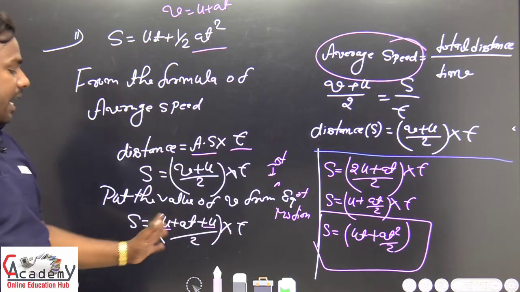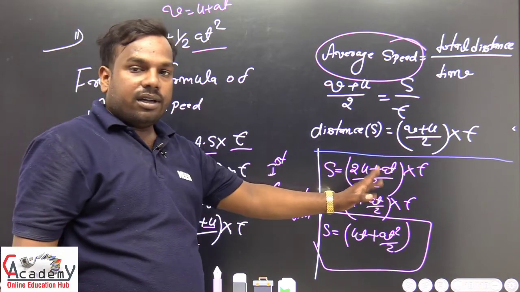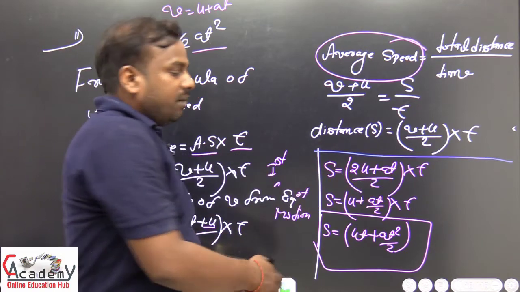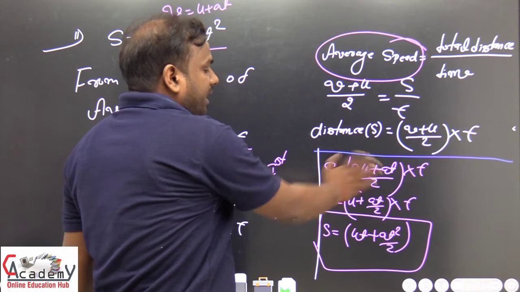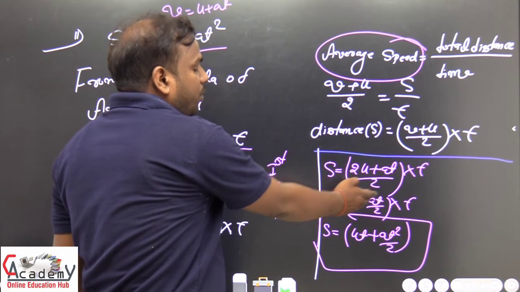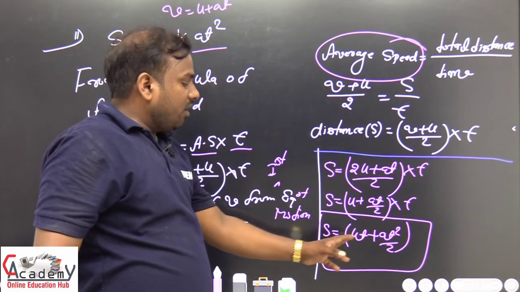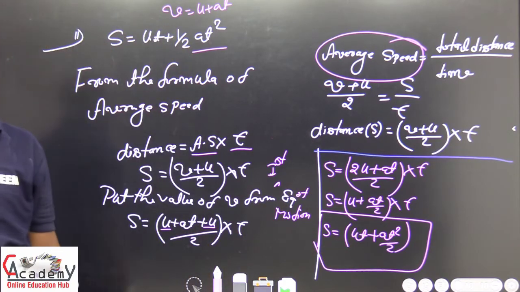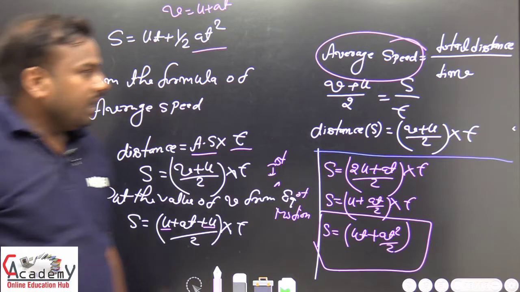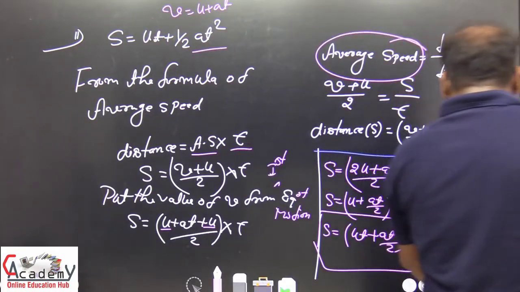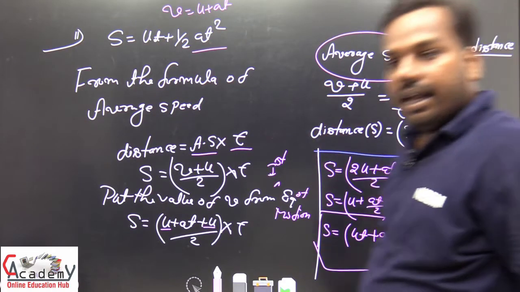Then we add u plus u, 2u, so (2u plus at) by 2 multiplied by t. Then dividing by 2, we get (u plus at by 2) multiplied by t, and we get ut plus half at square. That is the second equation of motion. Is that clear? Any doubt?